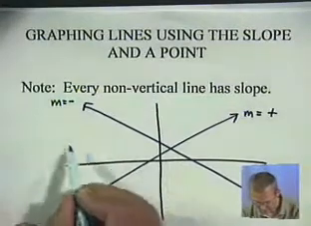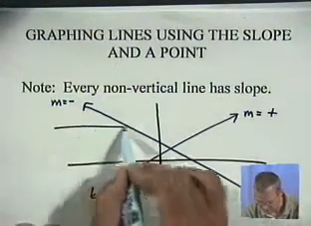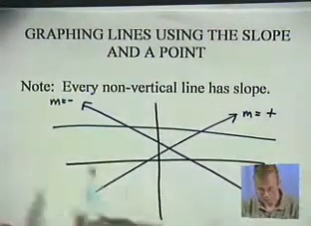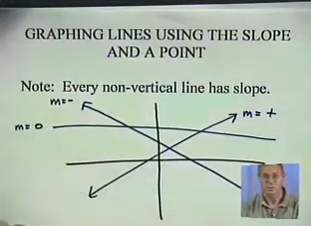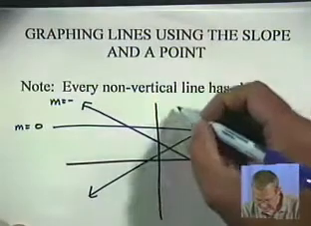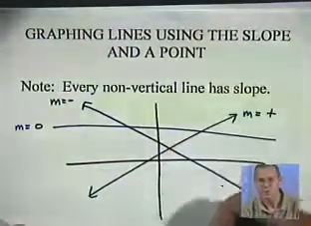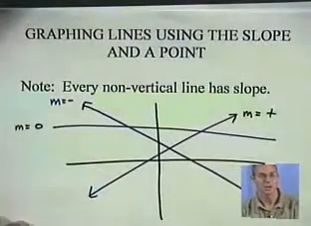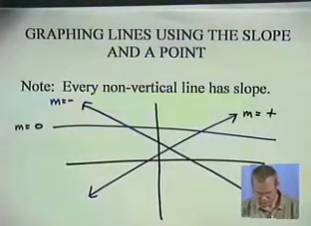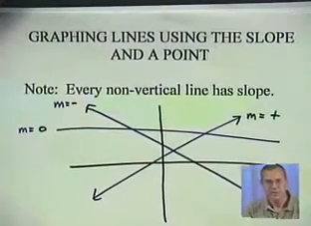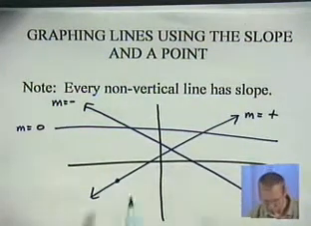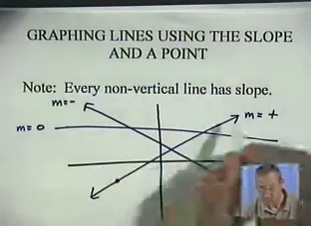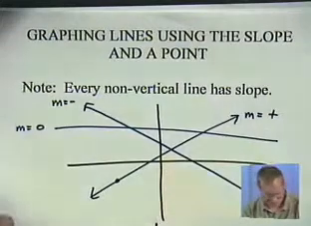We could have a horizontal line, maybe right here. A horizontal line, if we remember, has 0 slope. And the last case, a vertical line, I won't draw the vertical line, but a vertical line has no slope. So what we're going to try to do in this lecture is, given a point on the line and the slope, construct the line. Let's just start with an example.